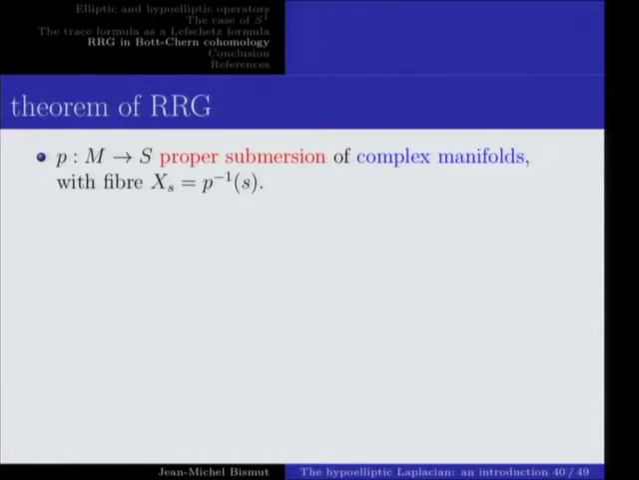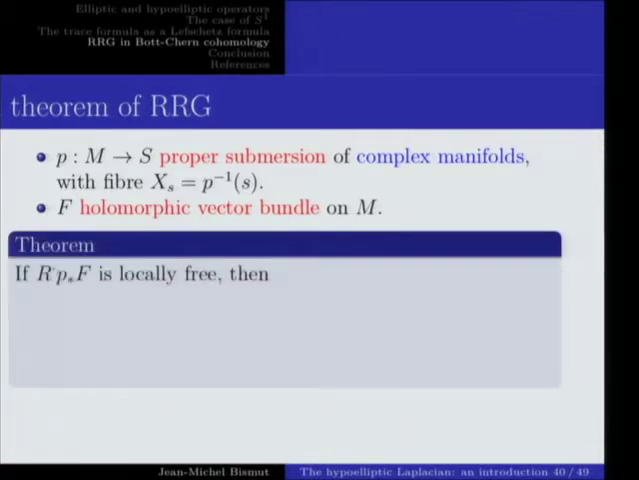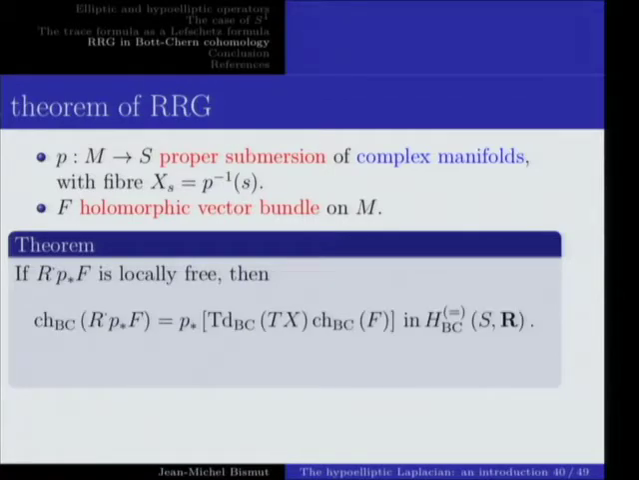So let me state the theorem of Riemann-Roch-Grothendieck. I give myself a proper submersion of complex manifolds. Proper means the fiber is compact, with fiber X_s equal to p^{-1}(s). And I give myself F to be a holomorphic vector bundle on M. Theorem. If the so-called direct image is locally free, okay, so the direct image you can think of as being the cohomology of the fibers with coefficients in F, if you assume that these have locally constant dimensions, so they form vector bundles, then the following identity holds.